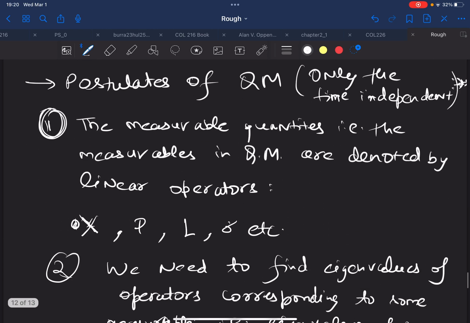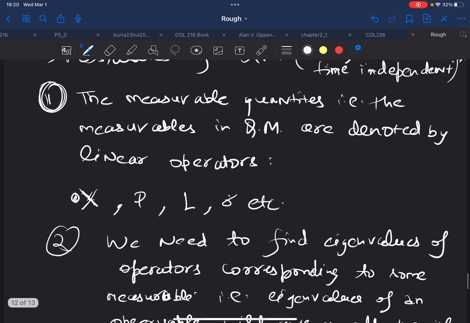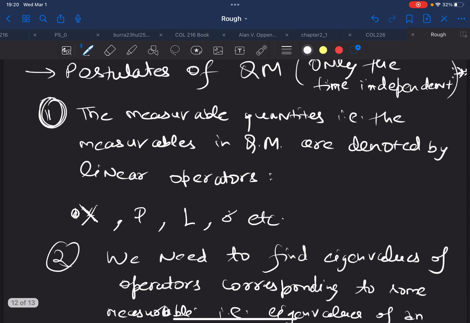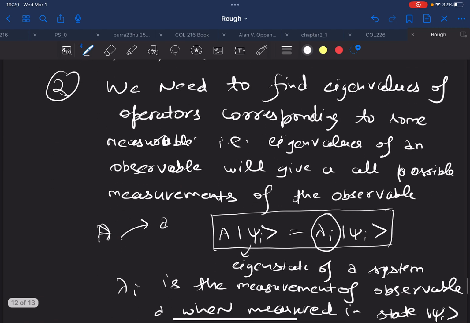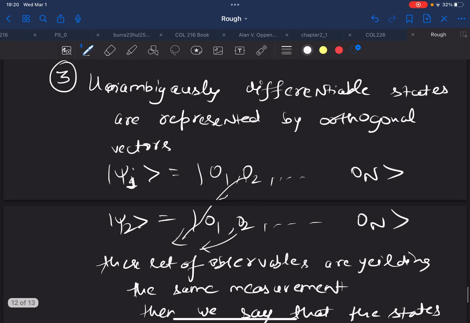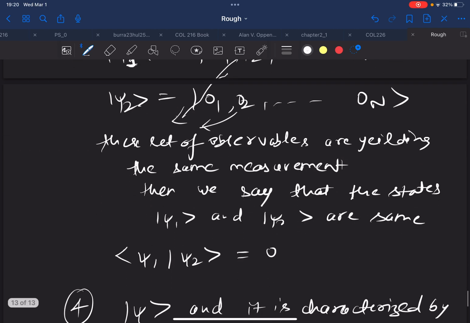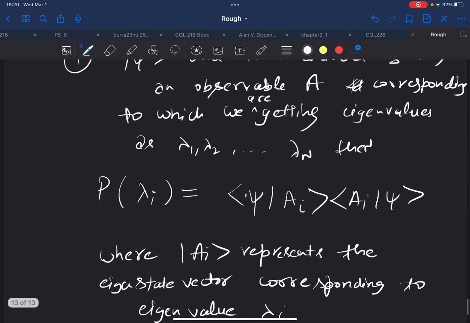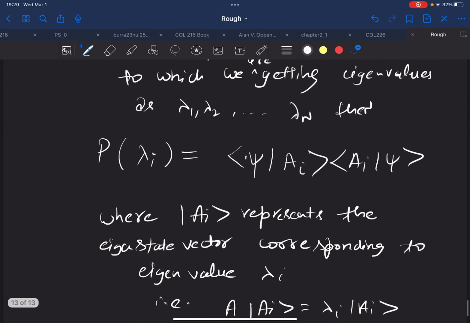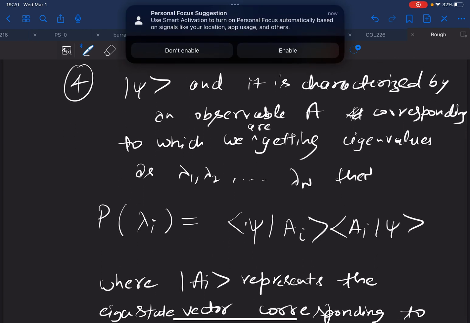Okay, and then we learned about the postulates: the postulate that states that the measurable quantities are denoted by linear operators. Then we have eigenvalues as measurements of these measurables. And then we have unambiguously differentiable states represented by orthogonal vectors. And then we got to know about the probability of finding some particular eigenstate. Thank you so much.